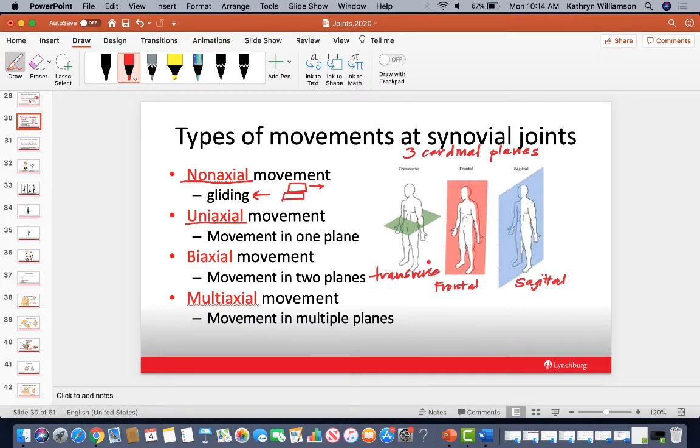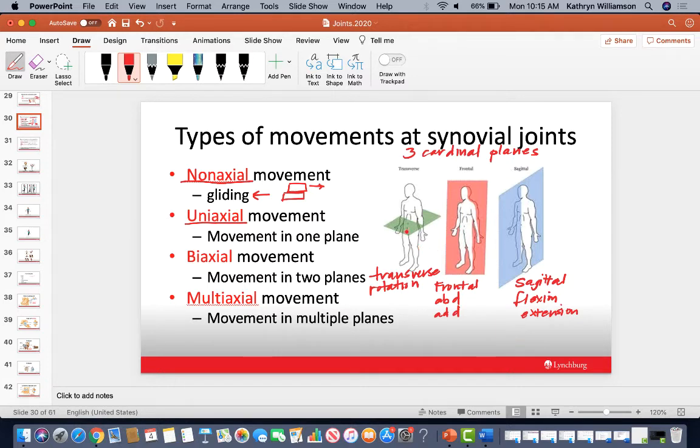So we're going to have movements in these planes. Transverse movements tend to be rotation, like turning your head, like saying no. Frontal plane movements are going to be more abduction and adduction movements, and we'll get to those in a minute. And sagittal plane movements are going to be more flexion and extension type movements. Okay, and so that's generally what we see.